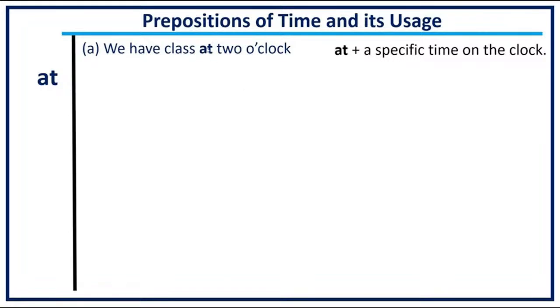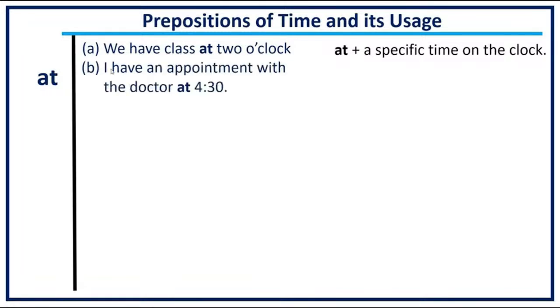As you can see in the examples, at 2 o'clock, at 5 o'clock. The school starts at 7 o'clock. Another example, I have an appointment with the doctor at 4:30. So, at 4:30. 4:30 is a specific time. Alright? So, we use at for a specific time on the clock. At 1 o'clock. Alright?